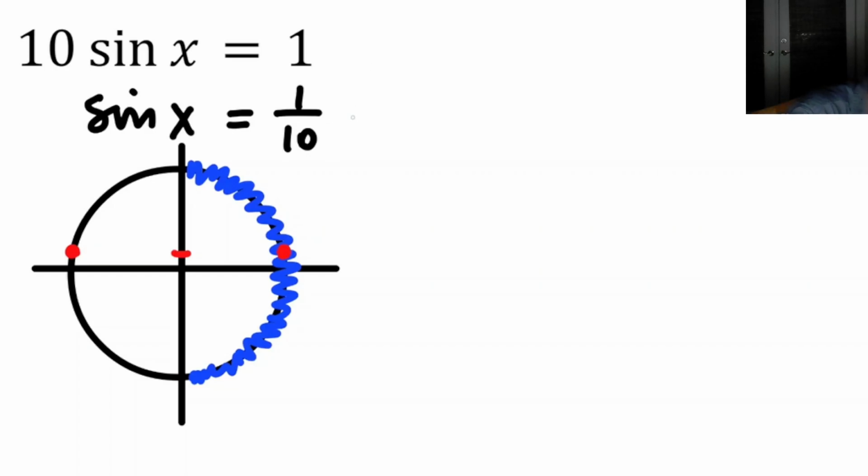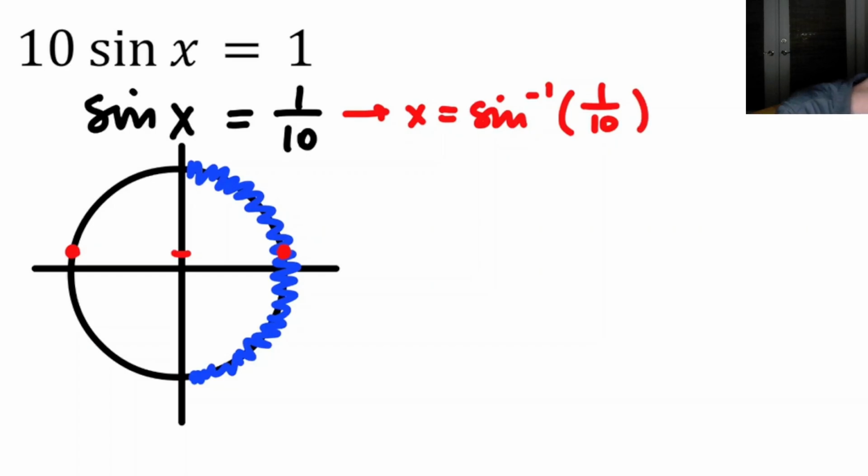So sine x equals 1/10. That means x equals arc sine of 1 over 10. And, okay, above there, that looks like pi minus arc sine of 1 over 10. Yeah, because that's going to be a positive number. So it's going to be x equals pi minus arc sine or inverse sine of 1 over 10.